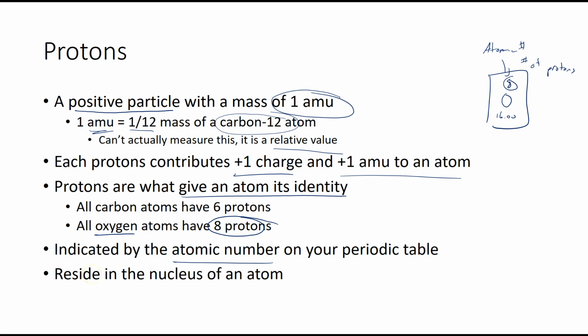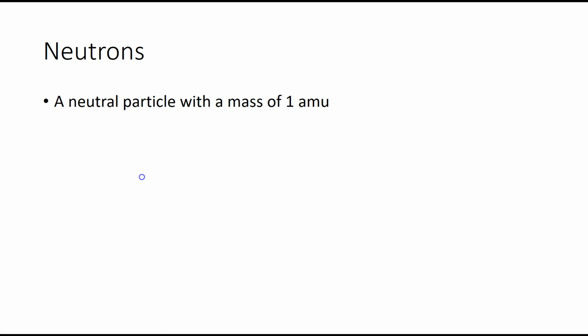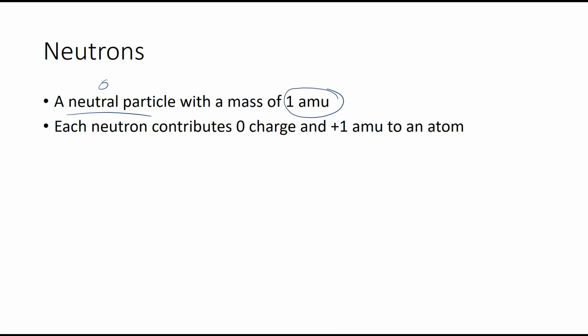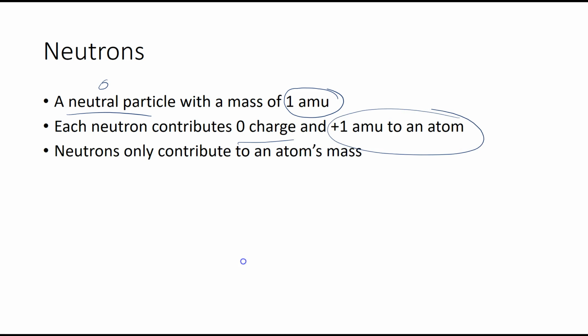And when we talk about the location of protons, so protons are in the nucleus, right? And you guys saw that in the models in the Chem Quest today. Neutrons are a neutral particle. That means they have zero charge, right? But they have a mass about the same as a proton. So, zero charge and plus 1 AMU, just like a proton.